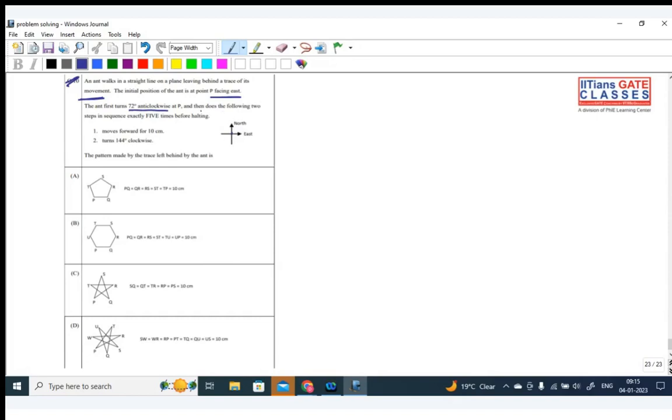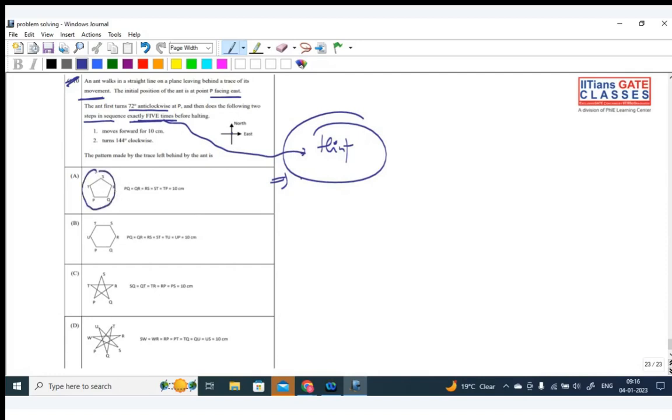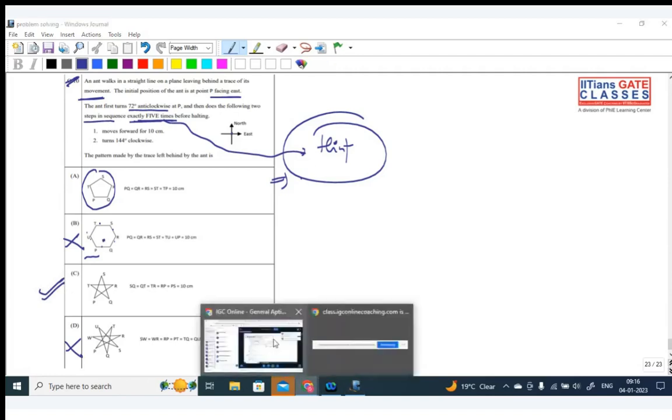Then does the following step in sequence exactly 5 times. This is the hint. Okay, exactly 5 times. If somebody, you see here how many steps are there? Here 5 steps. Yeah, it can be correct. Here six, 1, 2, 3, 4, 5. Wrong. How many steps? Wrong. Okay. But this cannot be correct, okay? So option C is the only correct answer. How many of you got it?